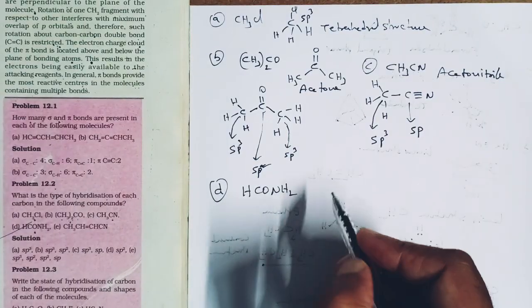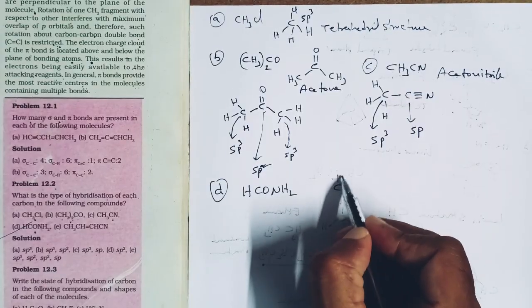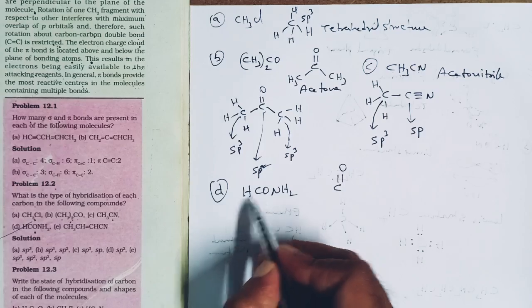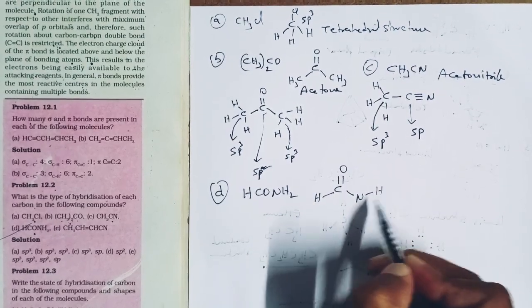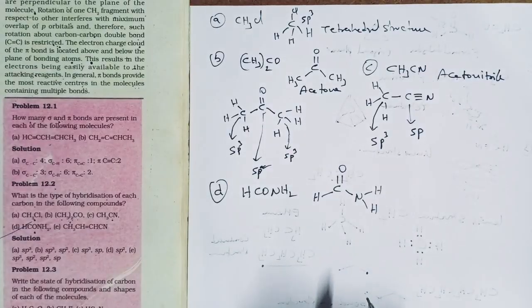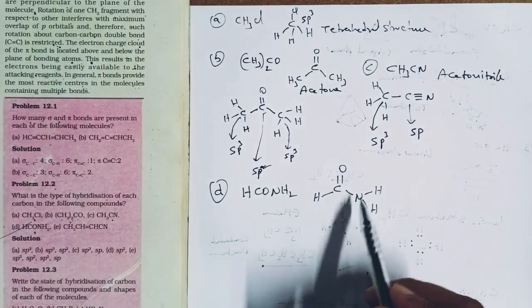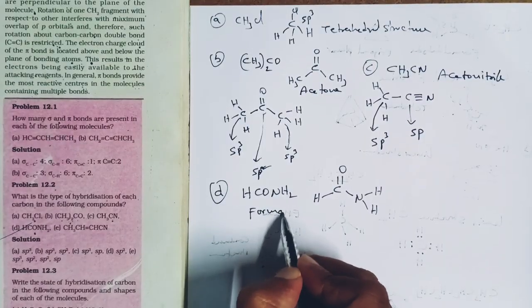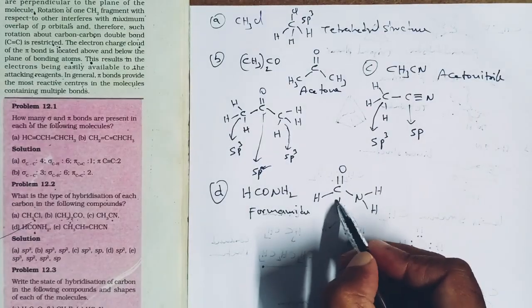HCONH2. If we expand this structure, first we write carbon. Here oxygen is there with a double bond, because oxygen always has two bonds. On this side hydrogen is there, and on this side N is there, with H, H. This is the expanded structure for formamide. The name is formamide. Here only one carbon is available.